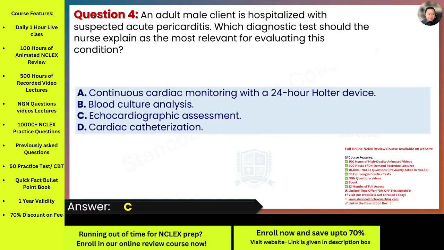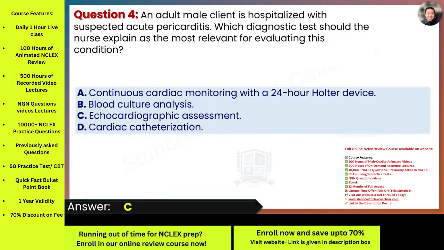Now, what about blood culture analysis? This is also incorrect. These are only useful if bacterial pericarditis is suspected, which is not the most common cause. Most cases of acute pericarditis are viral or idiopathic. This simply means blood cultures won't provide useful information unless the patient has fever, maybe sepsis, or hemodynamic instability. Instead, C-reactive protein, the erythrocyte sedimentation rate, and cardiac enzymes are better for assessing the inflammation in pericarditis.